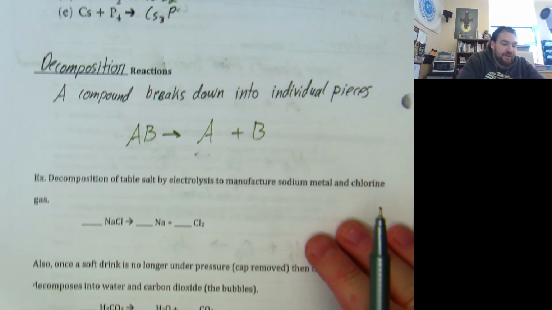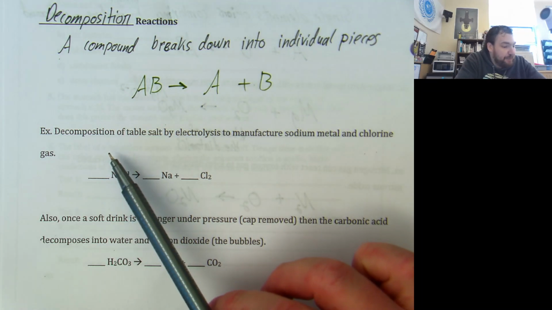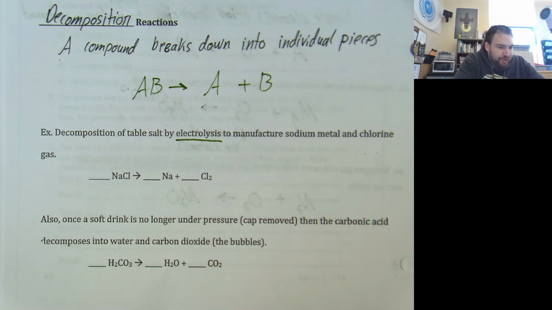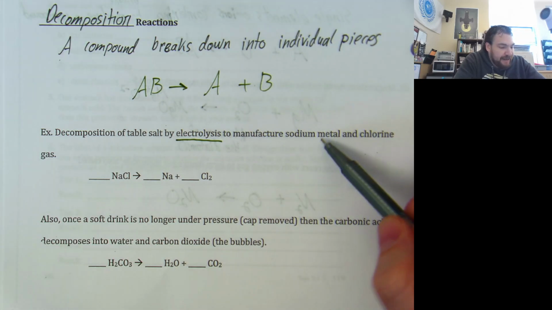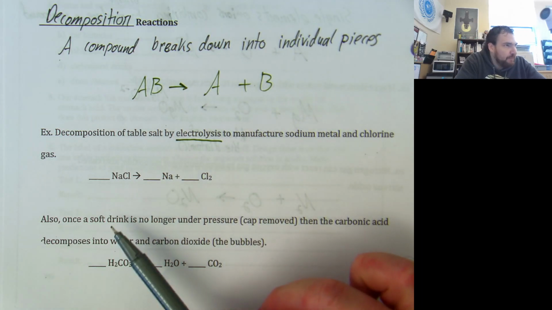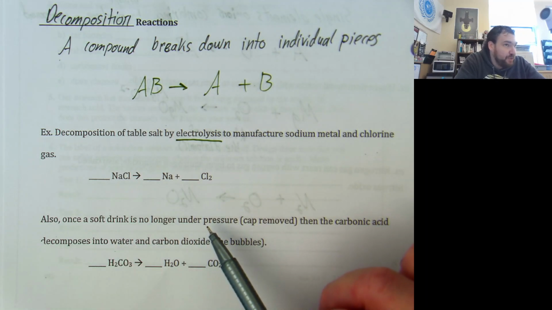I have two examples here. I've written them out for you already. You can decompose table salt by electrolysizing it, running an electric current through it. If you do that, you're going to make sodium metal and chlorine gas. Do not do this at home, because chlorine gas is poisonous and sodium is explosive.